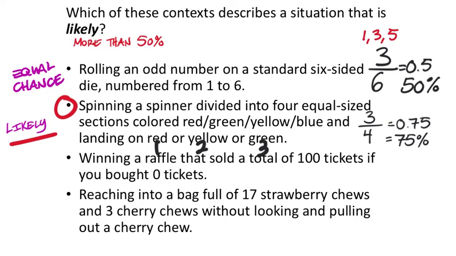Now, let's look at the last 2 because these ones aren't too bad either, but it says winning a raffle that sold a total of 100 tickets. Now that's the total right there, so in our fraction, we already know it's out of 100. But it says you're going to purchase 0 of them. Well, that's a 0 or 0% chance. This one would be impossible if we were to classify it.